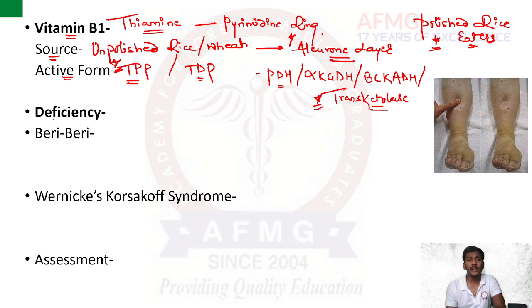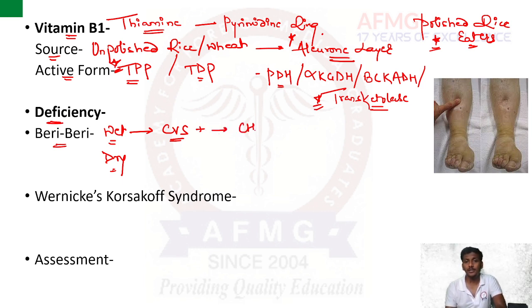If I talk about deficiency of vitamin B1, it usually leads to beriberi. Beriberi can be of two types: either wet beriberi or dry beriberi. If they say there is wet beriberi in a patient, that means there would be cardiovascular manifestations present in the patient. The patient can suffer from a high output cardiac failure.